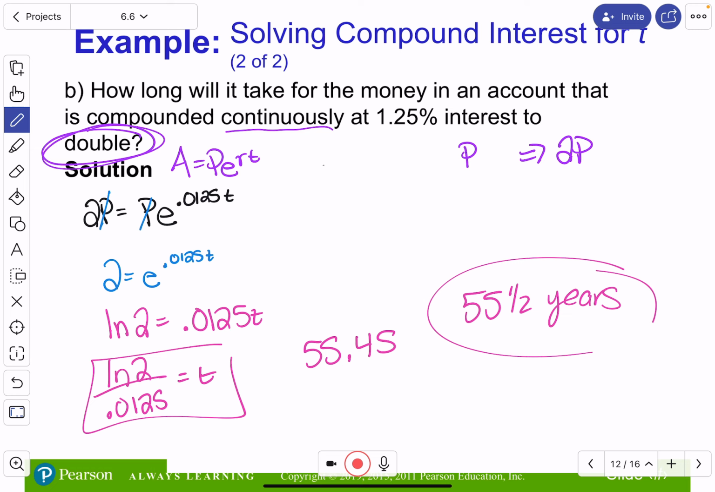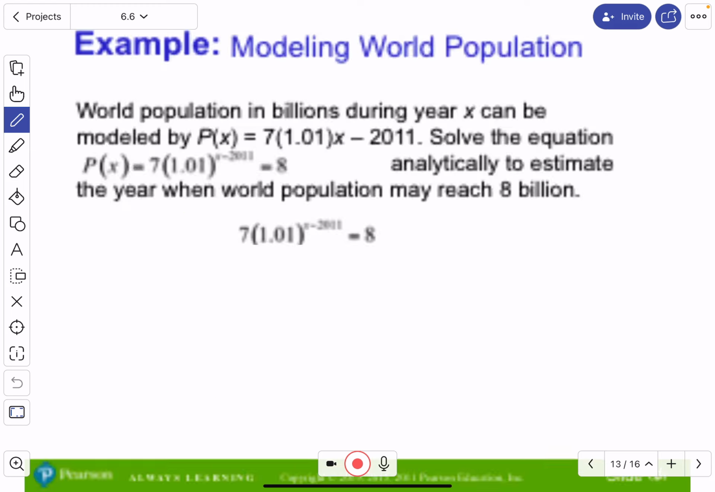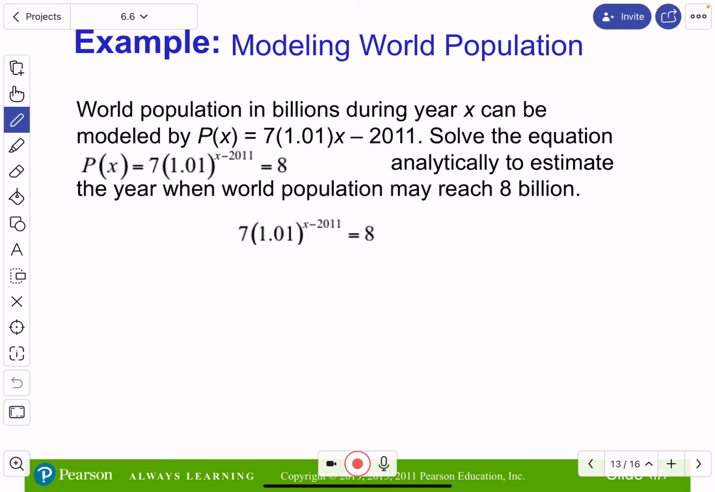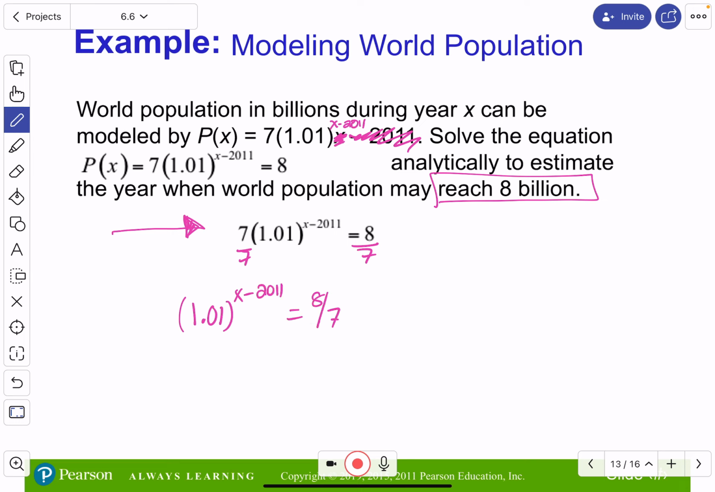So realistically, exponents are used a lot when we're dating old things and with money. Population is another time where exponents are used. This whole thing is an exponent. If we want to know when the world population may reach 8 billion, we plug 8 in for P and solve. So we start by dividing by 7. Then we take the log of both sides.